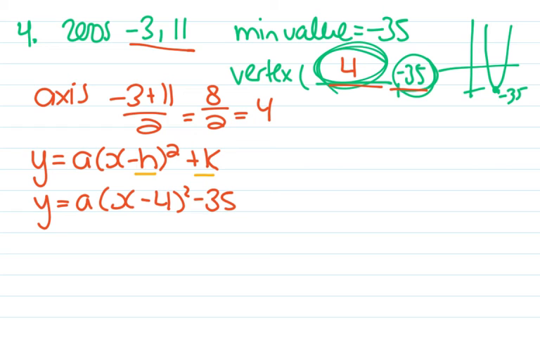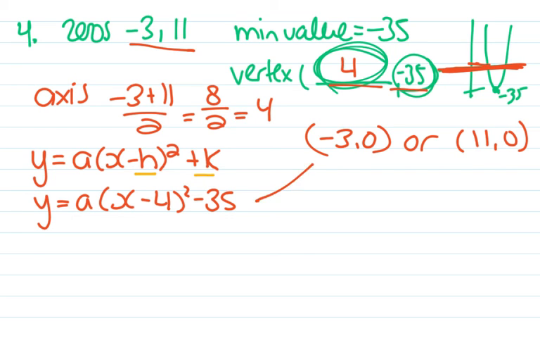Now I need to find the a value. So in order to find that, I can plug in either one of my zeros. To write your zeros as a coordinate, they happen on the x-axis, so that means y at that point is 0. So my points are negative 3, 0, or 11, 0. Either one of those can be plugged into this equation in vertex form to solve for a. So I'm going to choose negative 3, 0. Remember that's x comma y. So plug negative 3 in for x and 0 in for y.